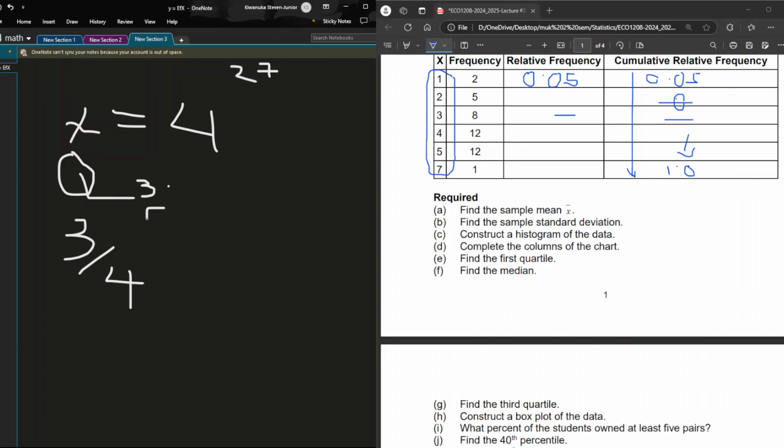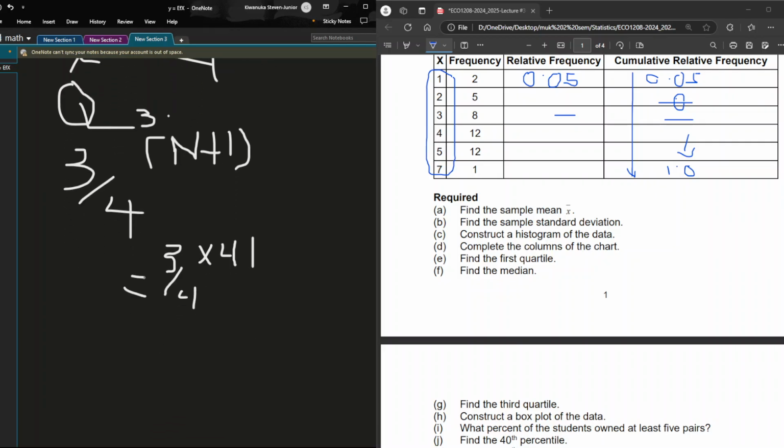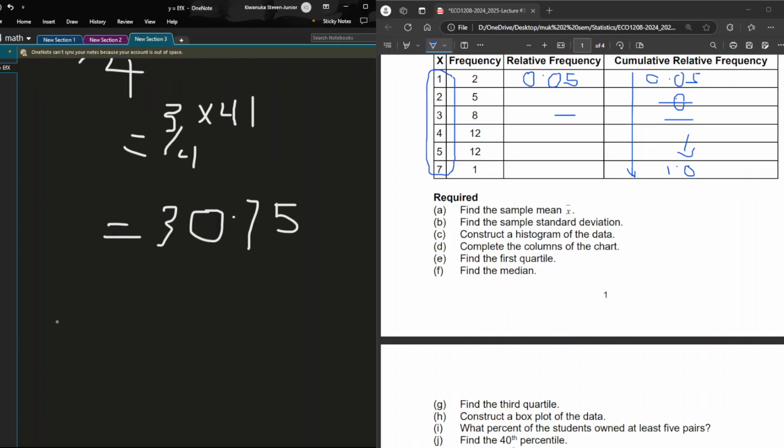So 3 out of 4 into n plus 1, that is 3 out of 4 times 41, and ultimately our answer is 30.75. It means the 30th or 31st values, and that corresponds to the x value giving us 5.